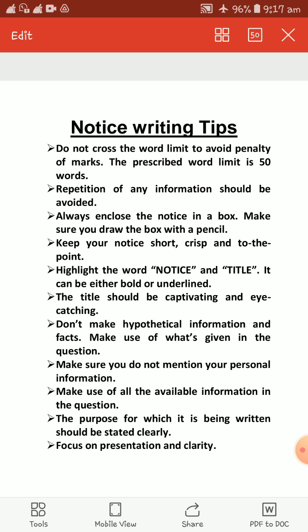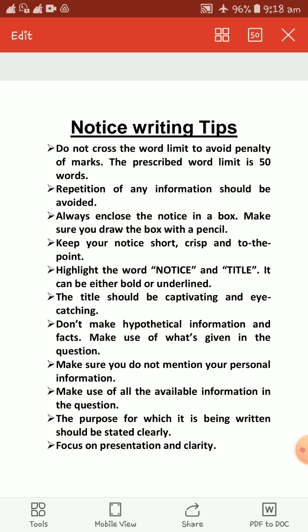The next one is also a very important strategy that you have to remember. Please don't make any hypothetical information and don't give any extra facts on your own. Make sure to use what's given in the question. That means whatever information is given in the question, try to use that one only. No need to give your own personal opinion, or any hypothetical information and facts. It is not at all necessary. So whatever information is given in the question, you take that information and frame the notice.